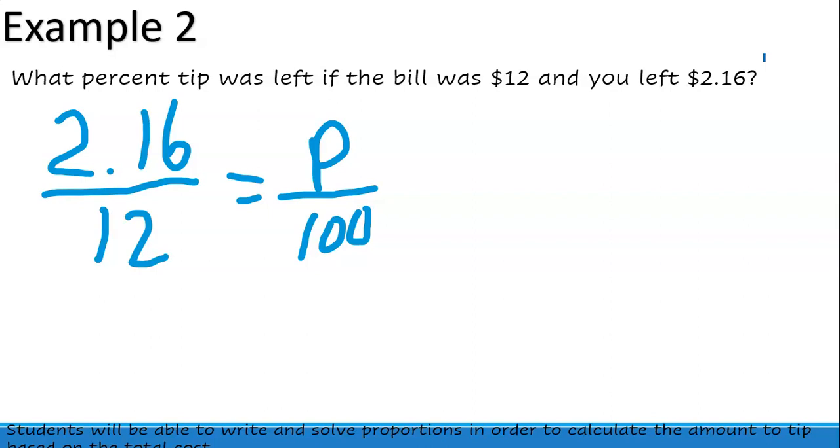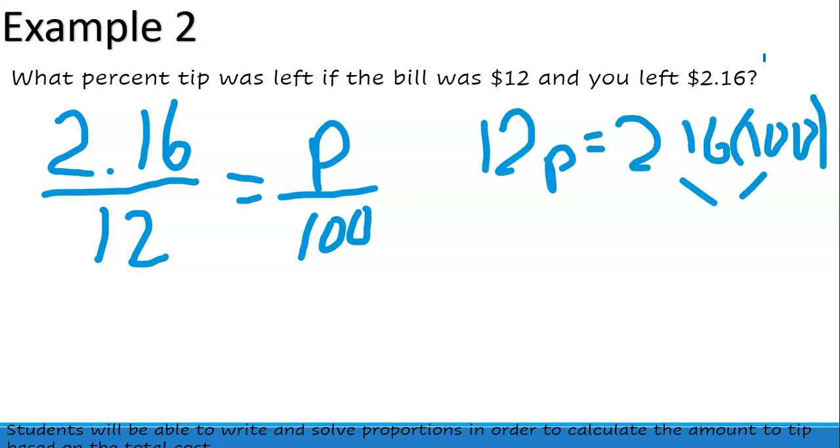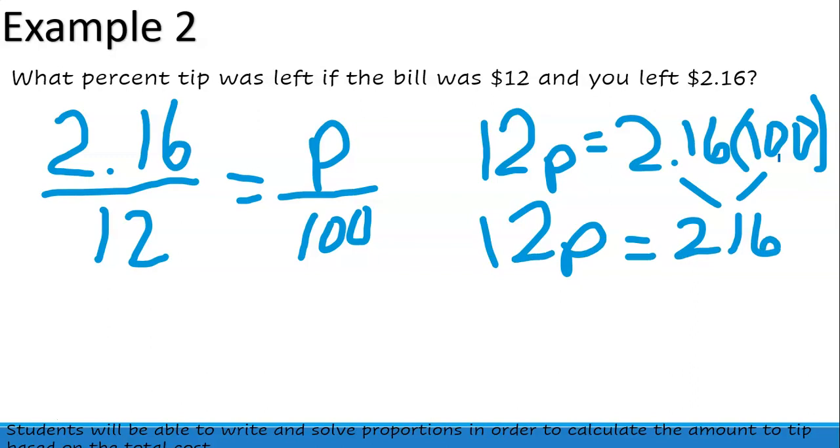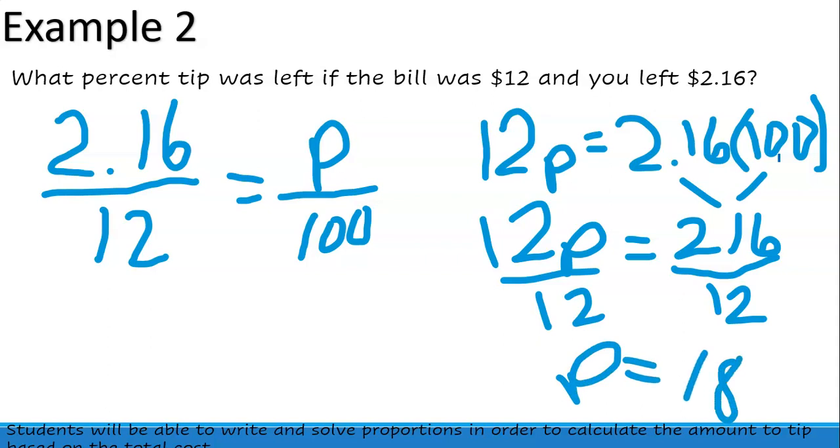So when we cross multiply, we have 12p equals 2.16 times 100. Notice I put these little lines here like Cameron showed us, because I know I'm going to multiply those together. So 2.16 times 100 is 216. So 12p is 216. And then we divide by 12. And when you divide by 12, you get, drum roll, 18, which means that the percent of tip left was 18%.